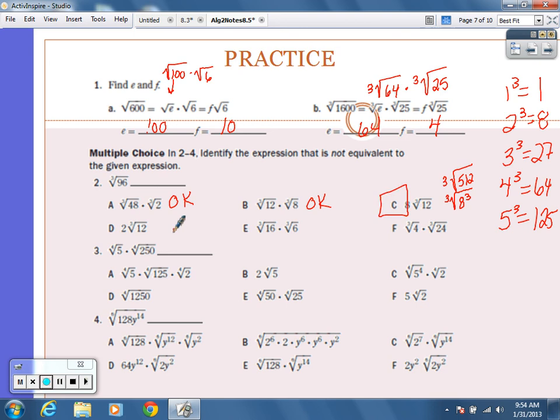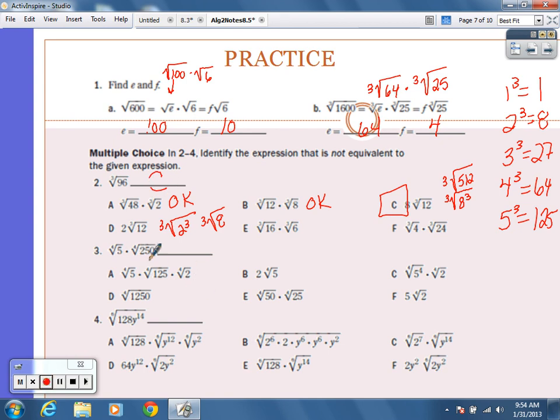For 2 to be on the inside, it would be the cube root of 2 to the third. That's how they got 2, because those things kind of canceled out. That would be the cube root of 8. 8 times 12 is 96, so that one's okay. 16 times 6 is 96, so that one's okay. And 24 times 4 is 96. So I think we found our answer here is C.